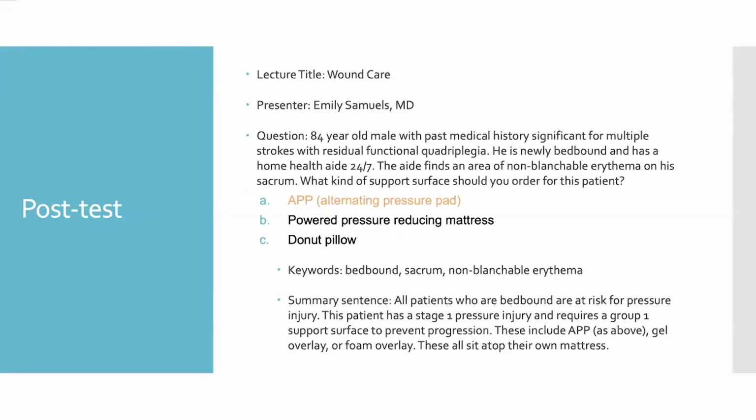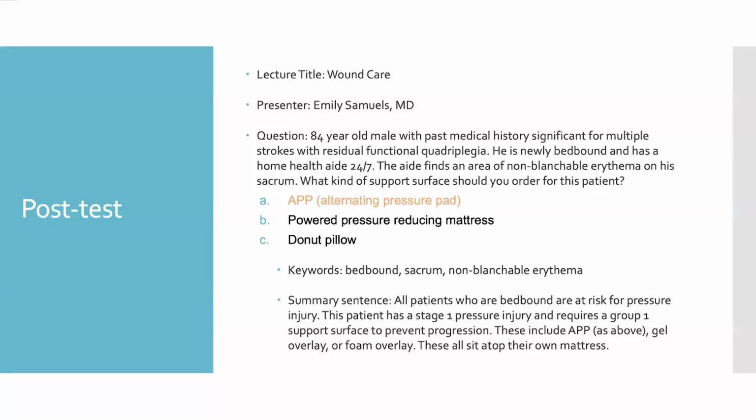And the last is a question for you. An 84-year-old male has a past medical history significant for multiple strokes with residual functional quadriplegia. He's newly bedbound and has a home health aide 24/7. That is a good amount of support. And the aide finds an area of non-blanchable erythema on his sacrum. The question is, what kind of support surface should you order for this patient? The options are the alternating pressure pad, a powered pressure reducing mattress, or a donut pillow.